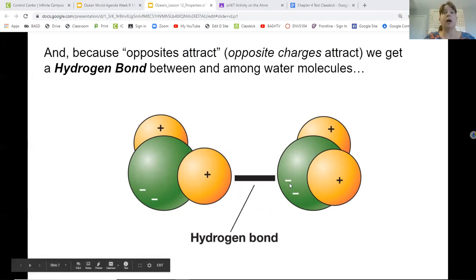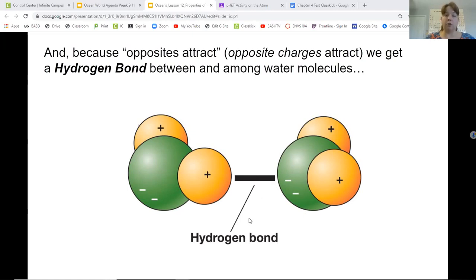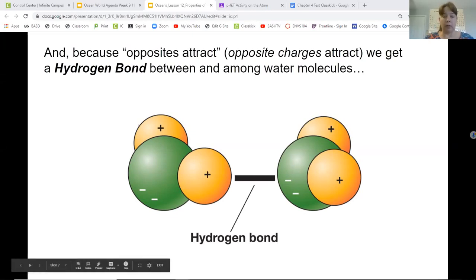So high temperatures result in breaking of hydrogen bonds, and lower temperatures result in more hydrogen bonds forming, again, because the molecules slow down their movement at low temperatures and more of these bonds can form. And this is going to play an important role in a lot of the things that happen in ocean water, which we'll get to a little bit later.